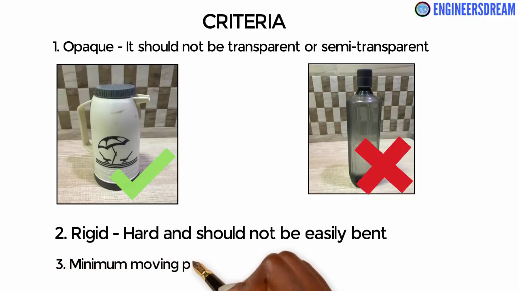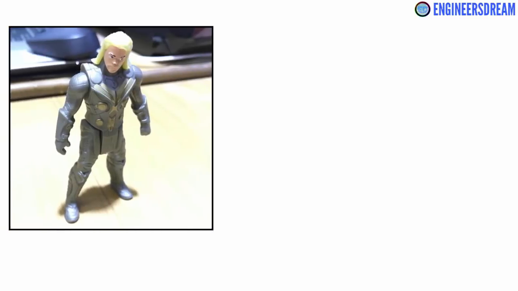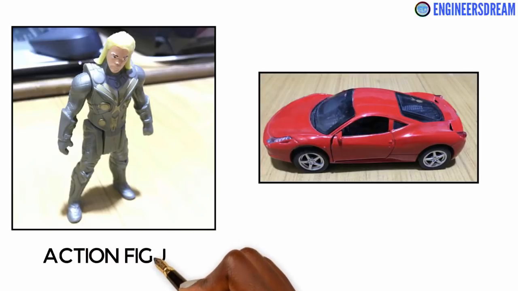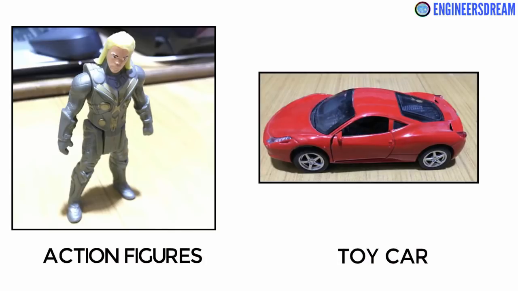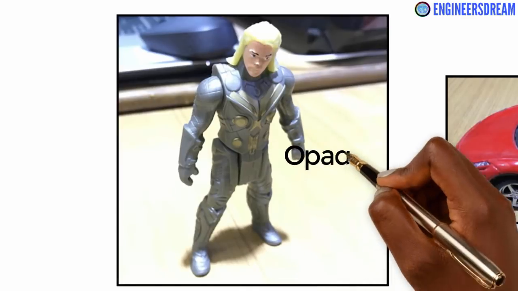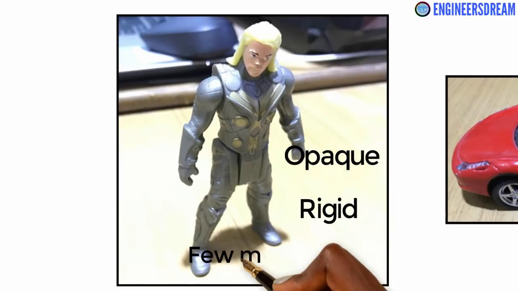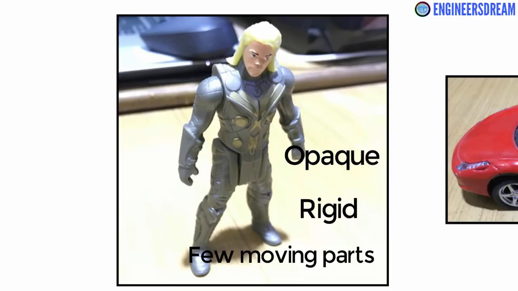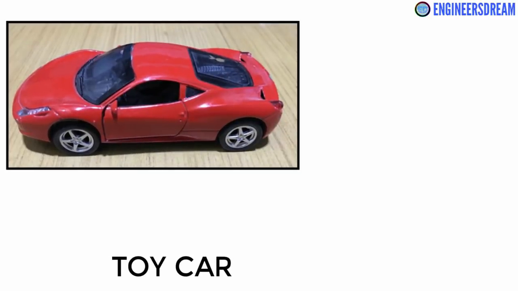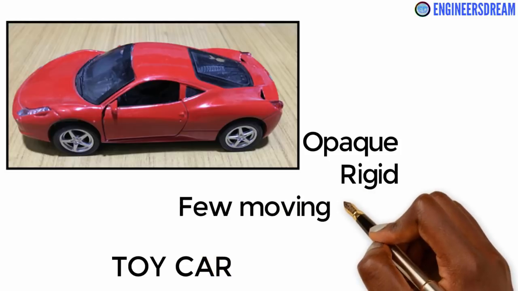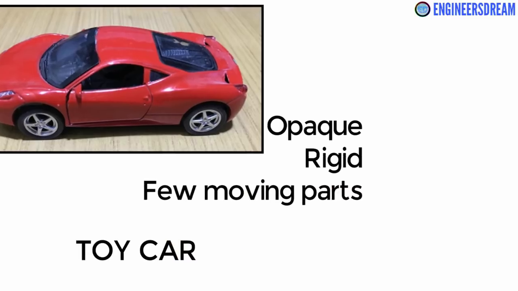The third criteria is that the object must have minimum moving points. The best examples of 3D objects which satisfy the above conditions are action figures, toy cars or toys. Now, this action figure model which I have is opaque, that is, you cannot see through it, it is rigid and it has few moving parts. The arms and legs of this action figure can be moved, but they can only move if any external force is applied to it, that is, if I move them manually. Similarly, this red car which I have is also opaque, rigid and it has no moving parts.